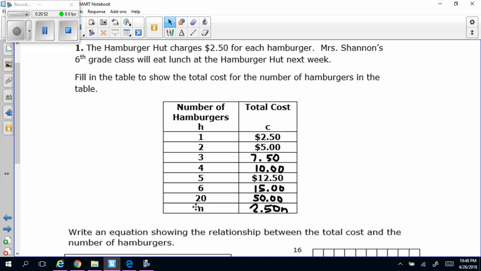So n could be any number. It's just letting you know you can go on to infinity. So don't get confused on that. That's just letting you know that it could be any number.